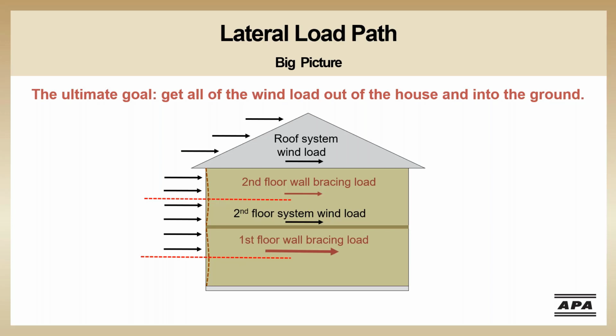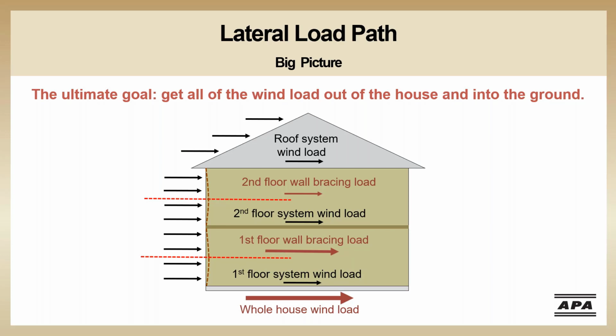At the first floor, the combined wind loads meet up with the wind load from the first floor system. This combined load now includes the entire wind load of the house. At this point, the entire wind load is transferred into the foundation of the house, and the load path is complete.